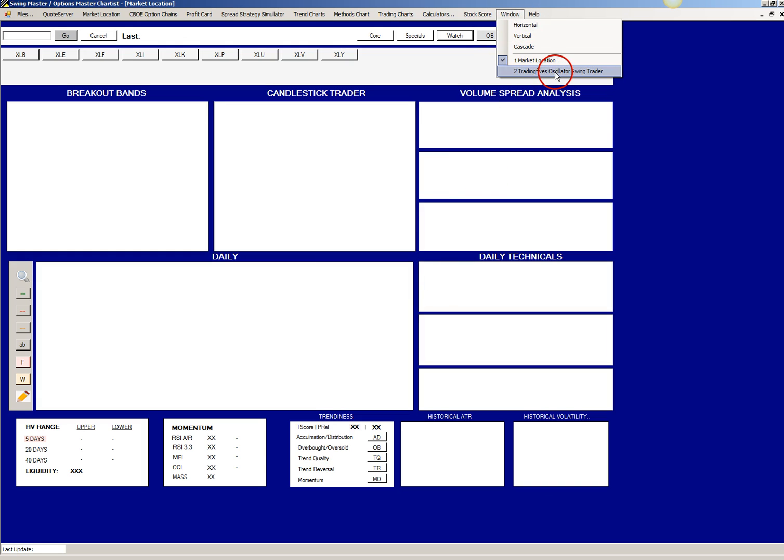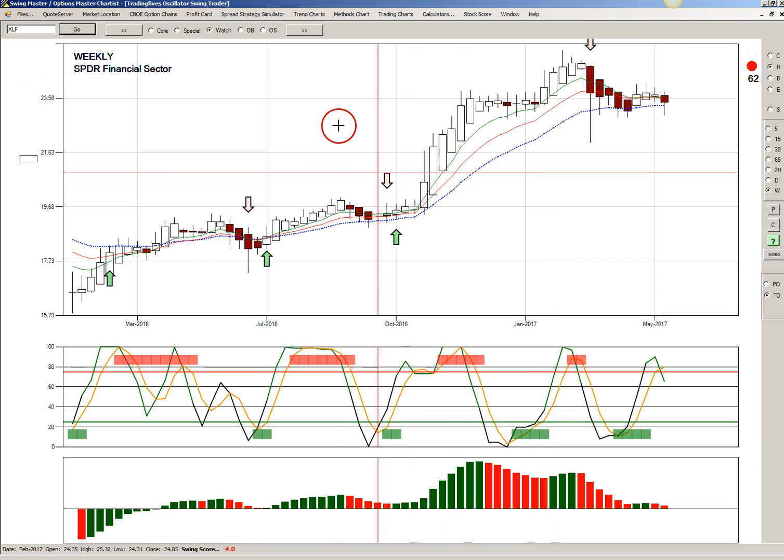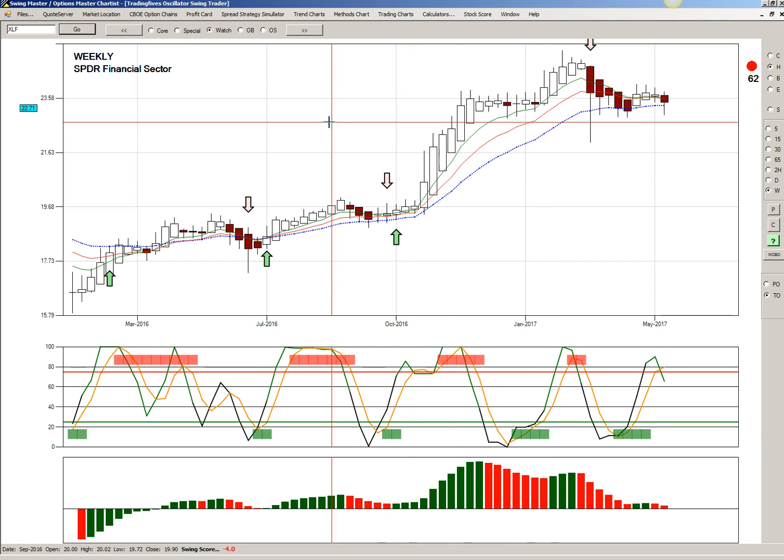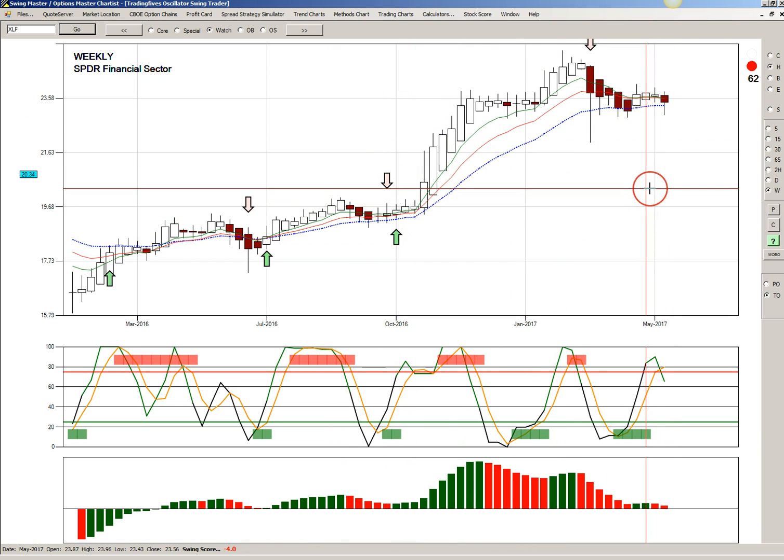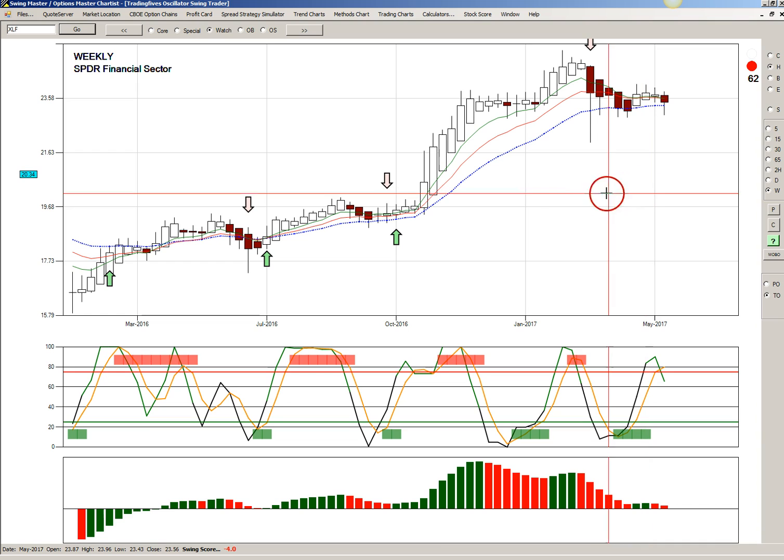And then we went to our Trading Fives Oscillator Swing Trader page, and we have a weekly chart of the XLF in Heikin-Ashi format because trends are very easy to identify. The first thing we do is just evaluate the chart. Every chart tells a story, and what story is this chart telling? There's a couple things we're going to look at.